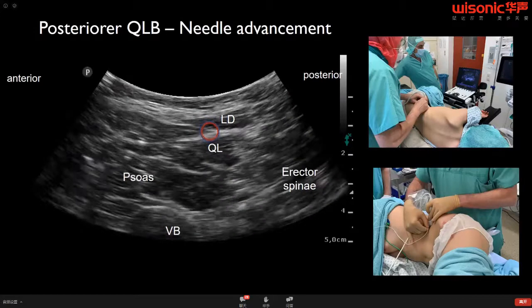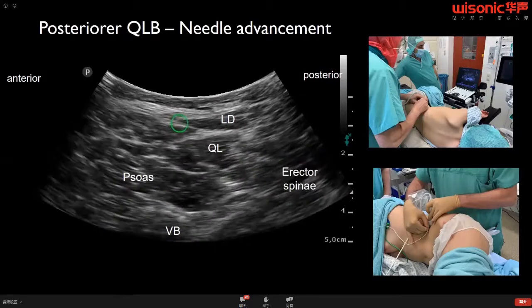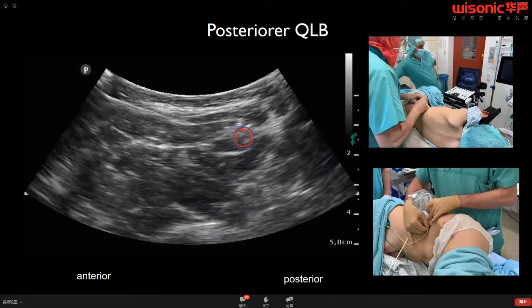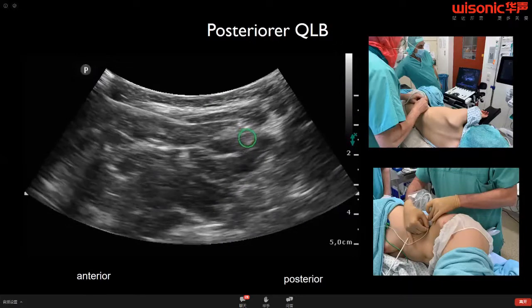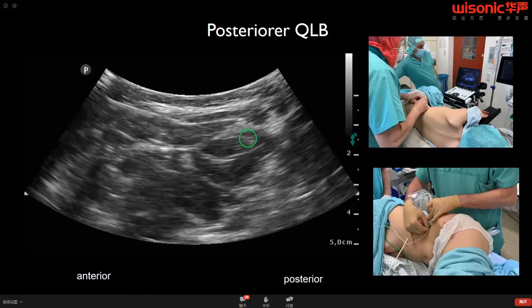In this video, a needle tip tracking technology is used to identify the tip of the needle. When you are in the right plane, you inject the local anesthetic, and you see the distension of the both muscles, the latissimus dorsi and the quadratus lumborum.